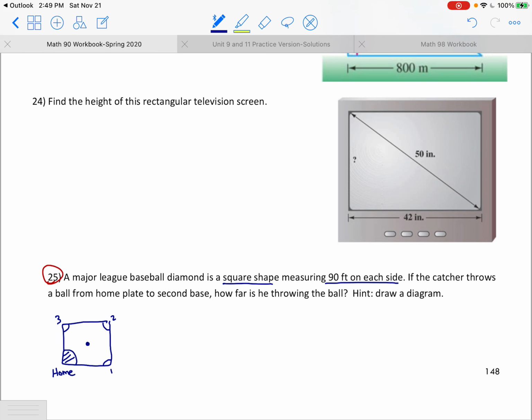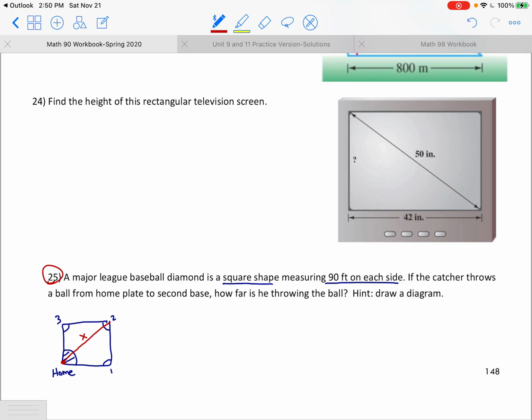If the catcher throws a ball from home plate to second base, how far is he throwing? Okay. So what we're interested in, if the catcher is here and he throws to second base, we want to draw a line there. I'll get rid of the pitcher mound here. We don't really care about that right now. So we can see that this is the distance that we're trying to solve for. This is our x, so to speak.